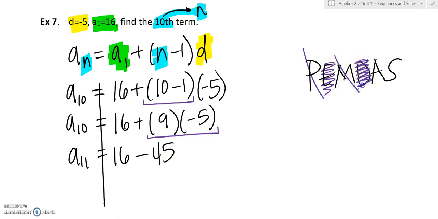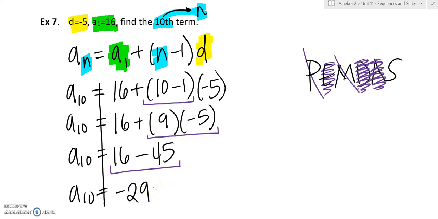I do not have division. I do not have addition. So then I move on to subtraction. I do have subtraction. So 16 minus 45, I'm going to go ahead and do that subtraction. I get A sub 10 is equal to, and that ends up being negative 29.